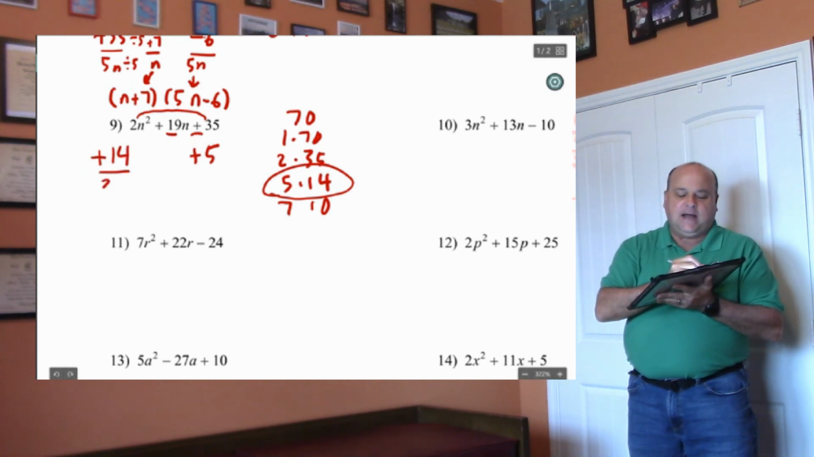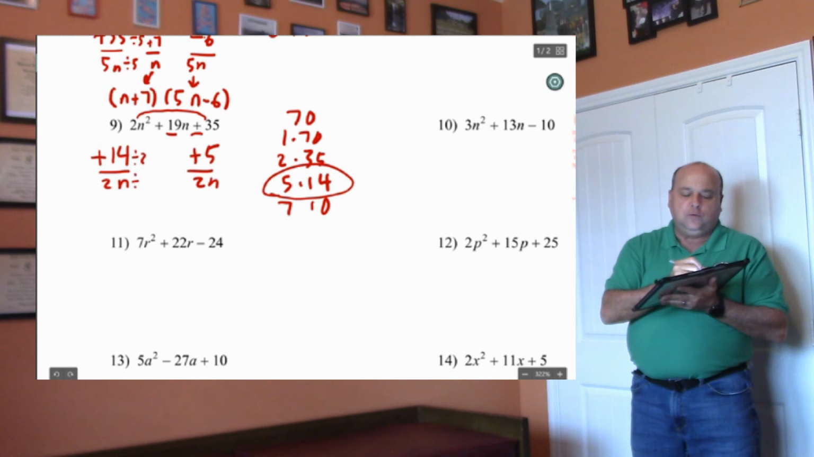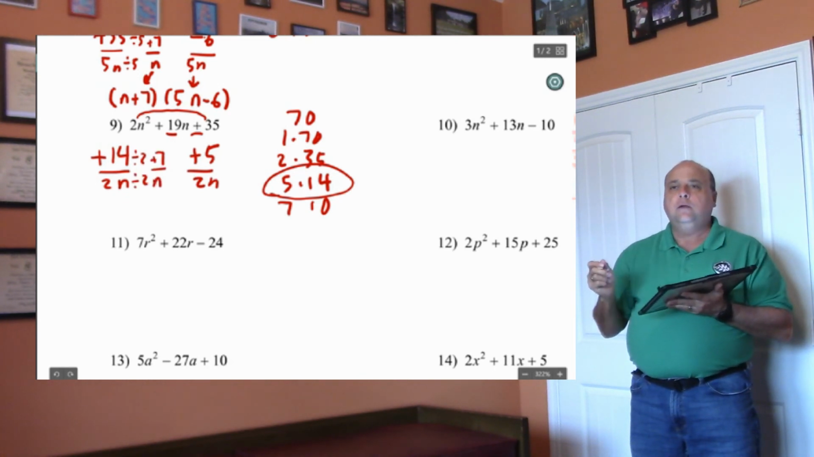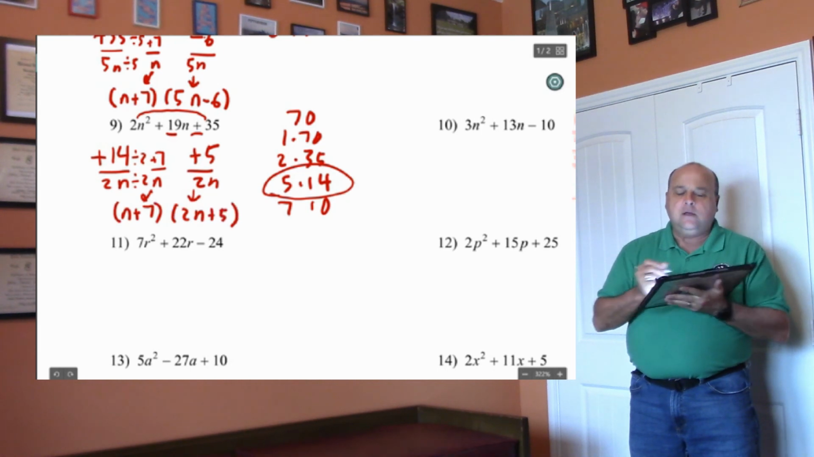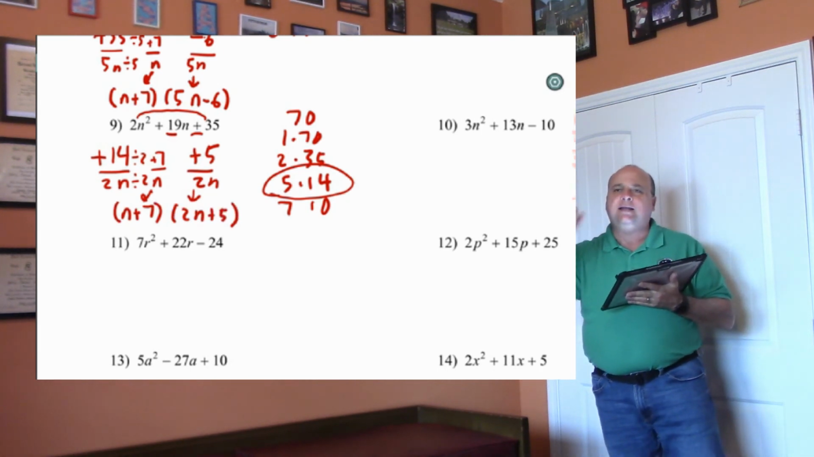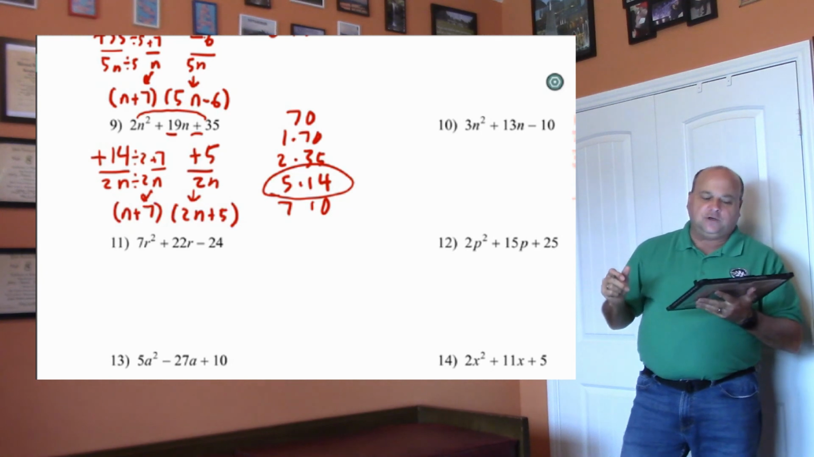Now then, I need to divide by the 2n. These right here divide by 2, and I'm going to get 7 plus 5 over n, right? Now then, this right here and this right here are my parentheses. So I'm going to get n plus 7 and then 2n plus 5. So these fractions are a quick way to get to the factors, okay?